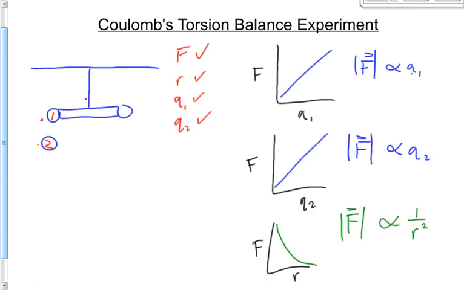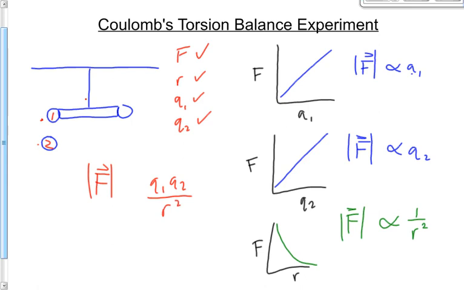Now, Coulomb comes along and he sees his results here from all three of these experiments. He puts them together. Says that F is related to Q1, Q2, right? Directly related to Q1, directly related to Q2, and it's inversely related to R squared.